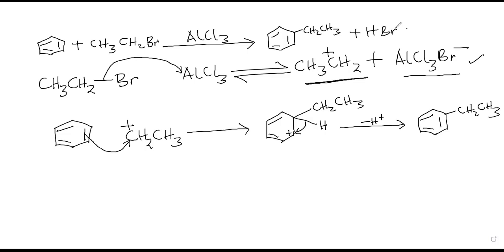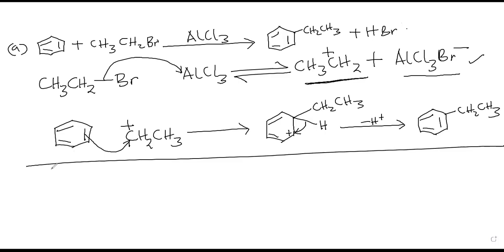Now, that is the first example. Second example, this was part A. Part B is where we have benzene reacting with CH3CHCH3Cl. As I've told you, of course, this is in presence of aluminum chloride.